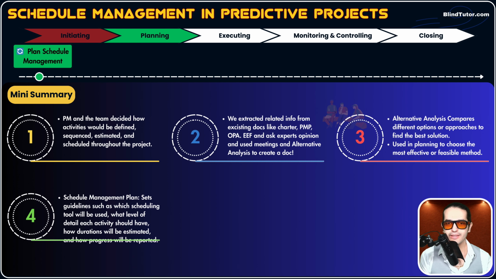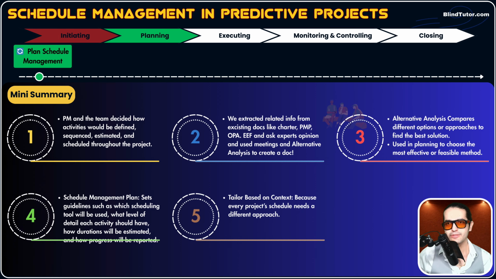It sets guidelines such as which scheduling tool will be used, what level of detail each activity should have, how duration will be estimated, how activities will be sequenced, how we track schedule. Every how-to guide is mentioned in this document, which is the schedule management plan.